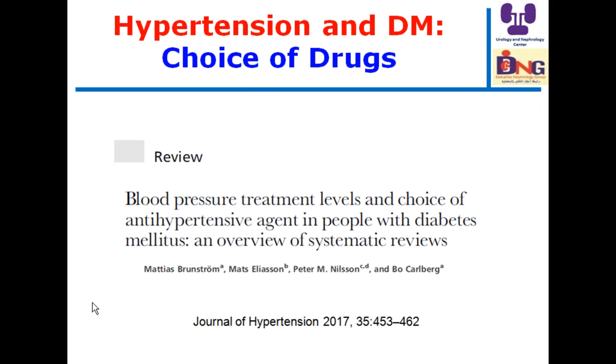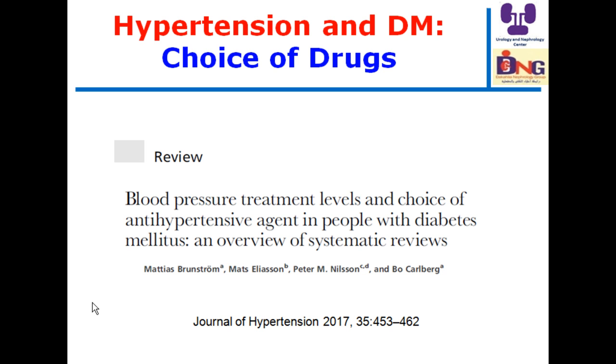Another interesting point is whether there is a correlation between a certain drug and diabetes up to this moment. According to this review, there is no convincing evidence to support using any antihypertensive agent above the other to prevent death, cardiovascular disease, or end-stage renal disease in diabetics. Therefore, choice of agent should not differ in people with diabetes compared with the general population.